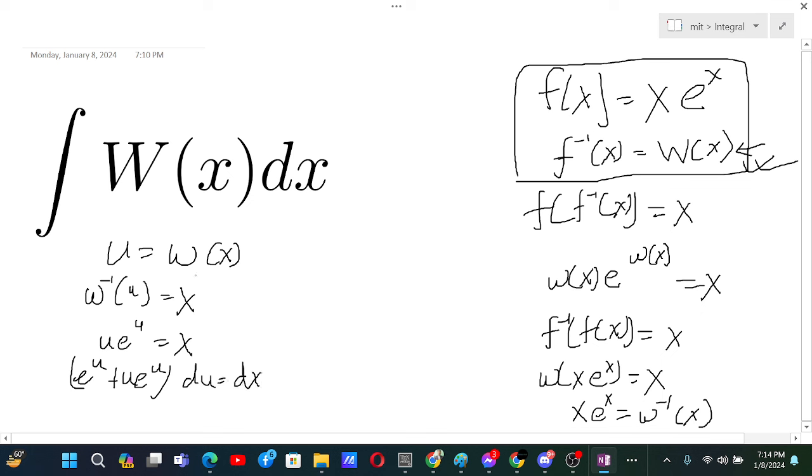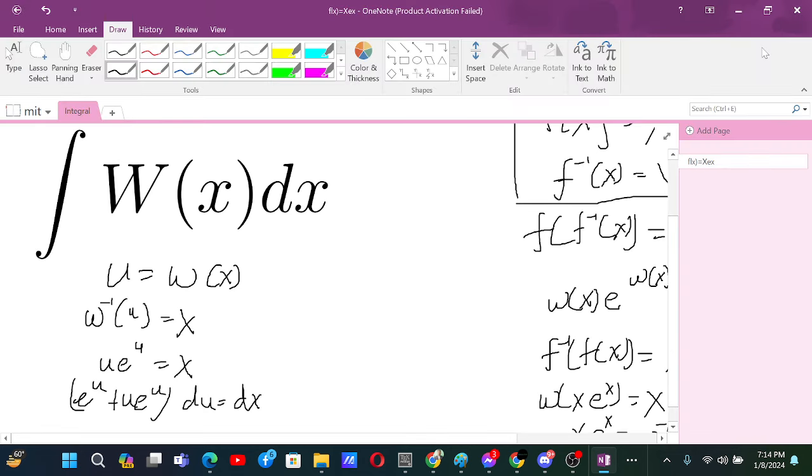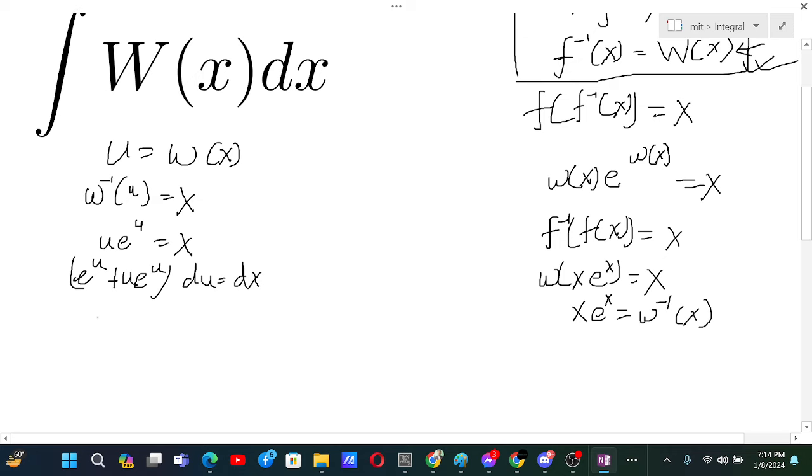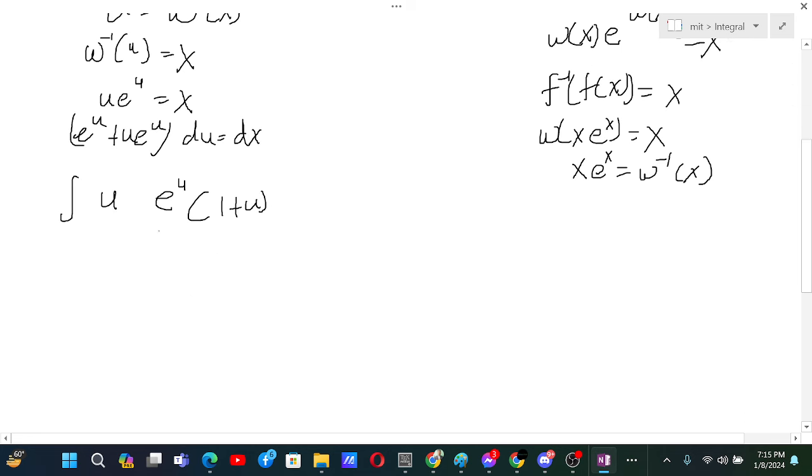So now we will use that. But before that, let me increase the size of our page. Now, Lambert W of x is just u, and dx is e to the power u times (1 plus u) du. Now we can use integration by parts. Our u squared plus u will be the u, and e to the power u will be v.